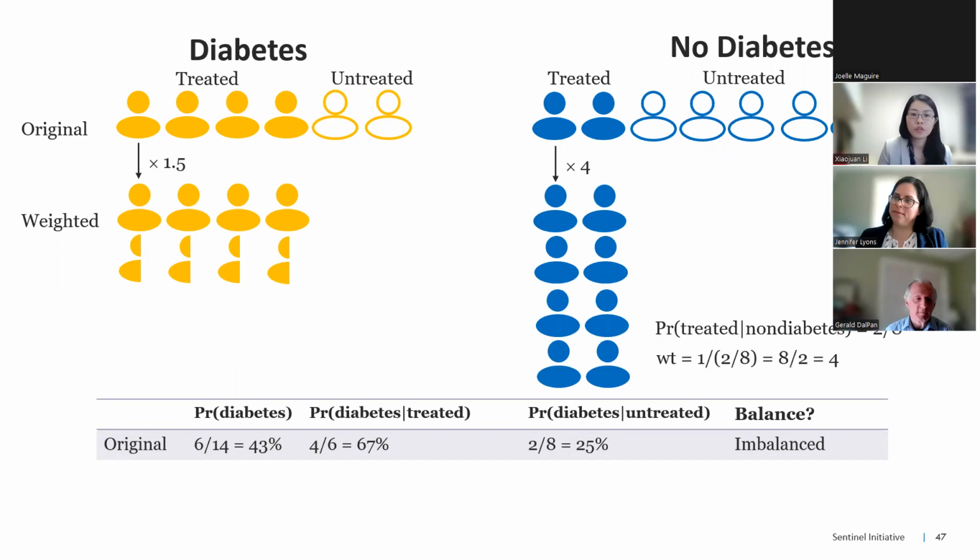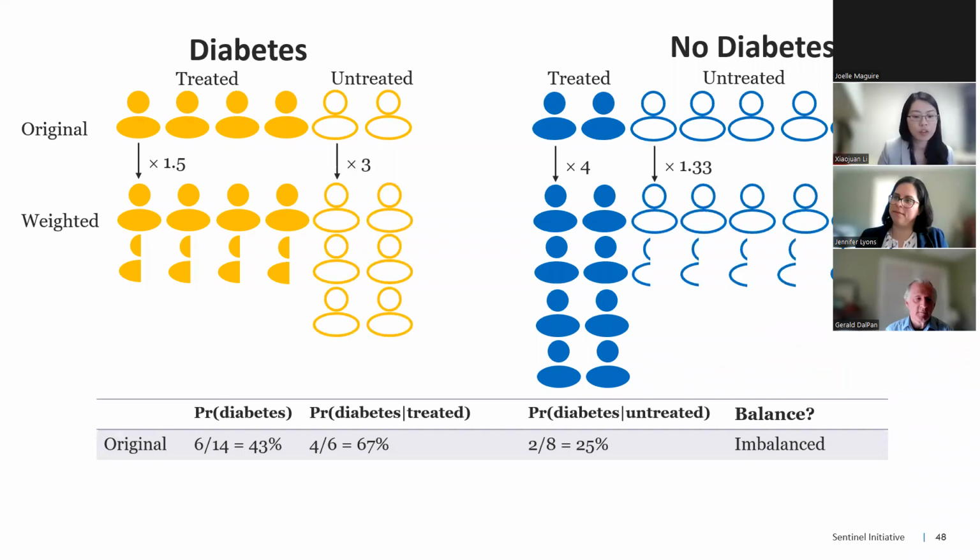And each treated non-diabetic individual will be weighted by 8 divided by 2, which is 4. It again is also 1 over the probability of being treated among non-diabetics. So as you can see, for everyone in the study, their weight is just the inverse of the probability of having the observed treatment value conditioning on their confounding value. So we have done this for the treated group, and then we'll do the same for the untreated group.